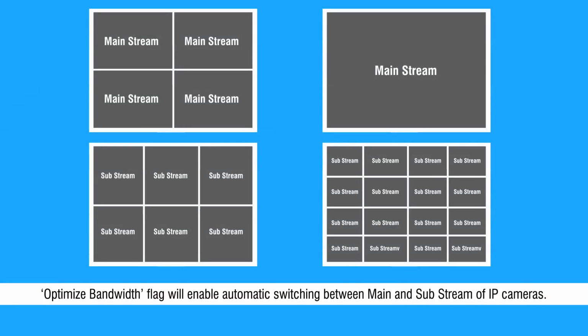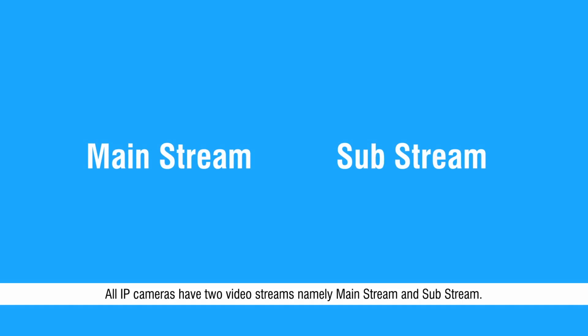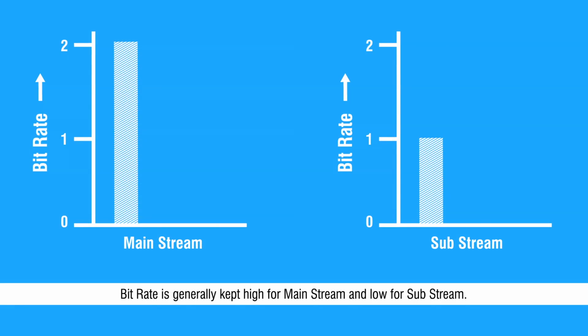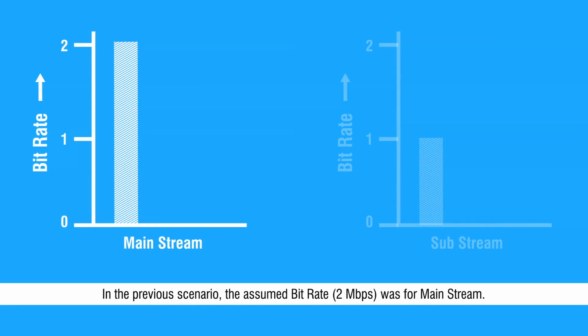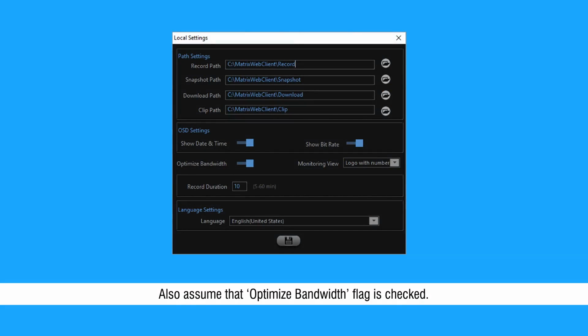Optimized bandwidth flag will enable automatic switching between main and substream of IP cameras. All IP cameras have two video streams, namely mainstream and substream. Bitrate is generally kept high for mainstream and low for substream. In the previous scenario, the assumed bitrate, that is 2 Mbps, was for mainstream. Let us assume the bitrate for substream as 1 Mbps, that is half the value of mainstream. Also assume that optimized bandwidth flag is checked.